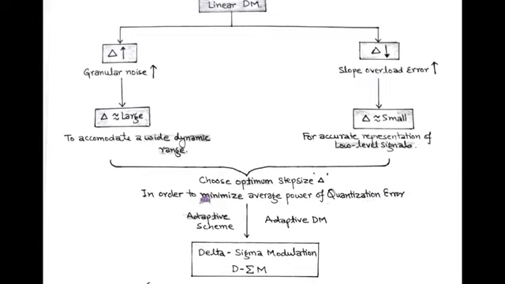And for the proper functioning of linear delta modulation, two requirements must be fulfilled. First is DM must accommodate a wide dynamic range, and for this delta value should be large enough. And second is, for accurate representation of low level signals, we take a small value of step size delta. Accordingly, the step size delta has an optimum value, neither too large nor too small. And we move to an adaptive scheme that is called adaptive DM.